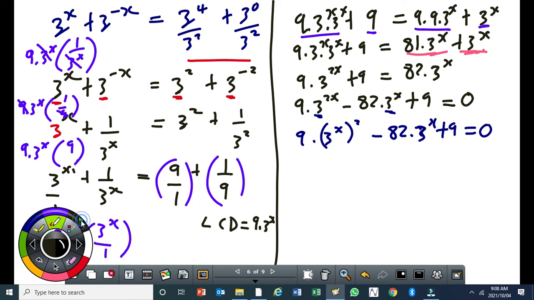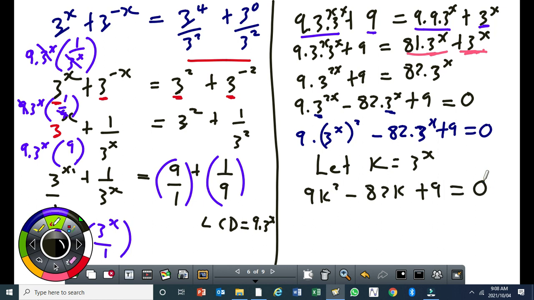Right? Then I will introduce the substitution, the k method. So let k equal 3 to the power of x. So this becomes 9k squared minus 82k plus 9 equals 0. Then I can factorize this because there is a 9 here, there is a 9 there. So 9 times 9 will give me 81. Which two factors of 81 will give me minus 82? It's going to be minus 81 and minus 1.